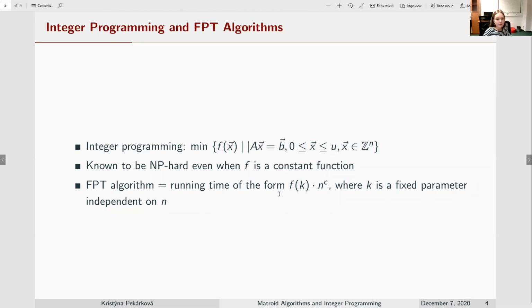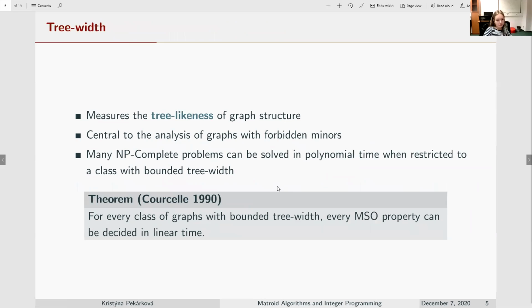Okay, great. So let me further continue the presentation with an overview of a few important structural parameters related to graphs and matrices. I would like to start with tree width, even though it's not that important for our result, but it's an important parameter both in structural graph theory and in theoretical computer science.